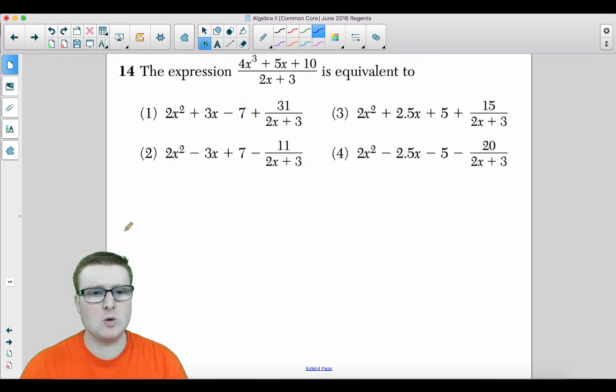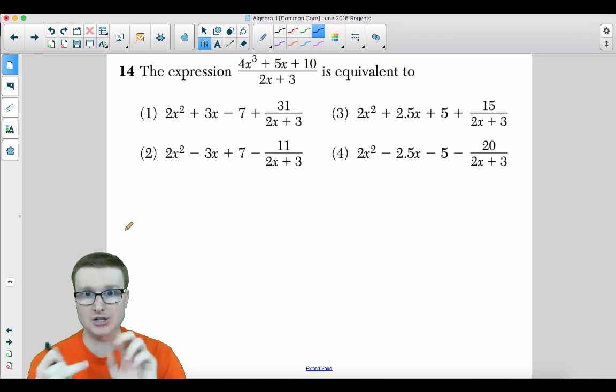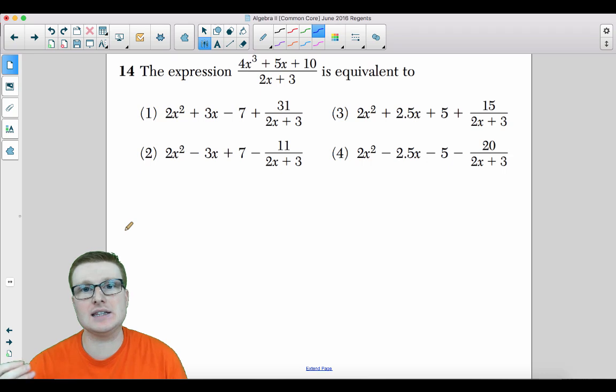Okay, this type of question: the expression 4x cubed plus 5x plus 10, divided by 2x plus 3, is equivalent to what? I highly recommend that you either know how to do synthetic division or polynomial division. I truly believe that synthetic division is significantly easier than polynomial division.